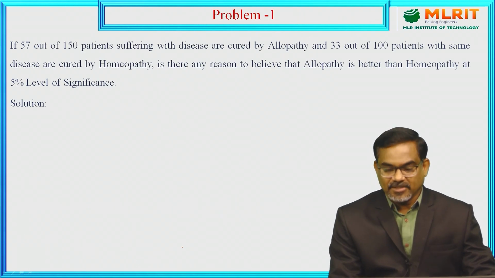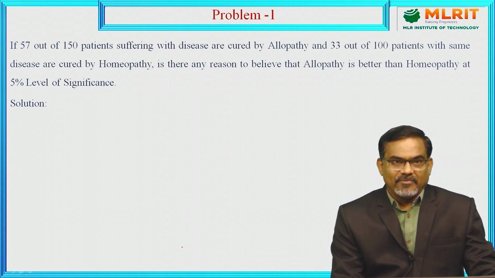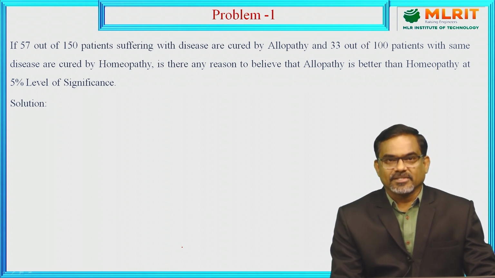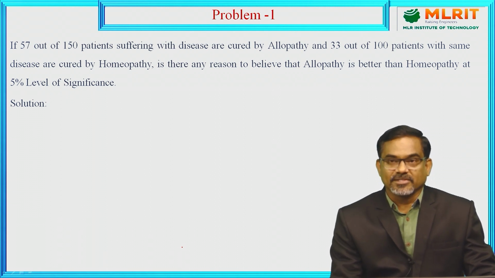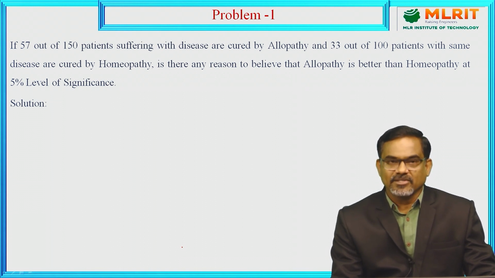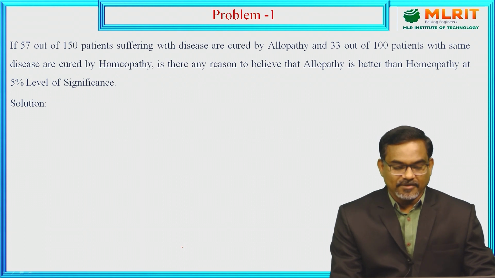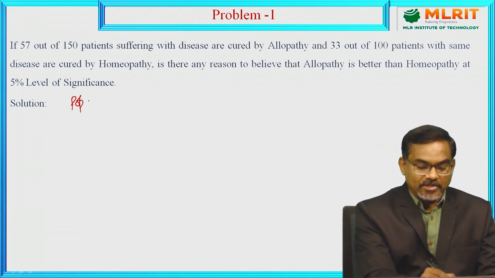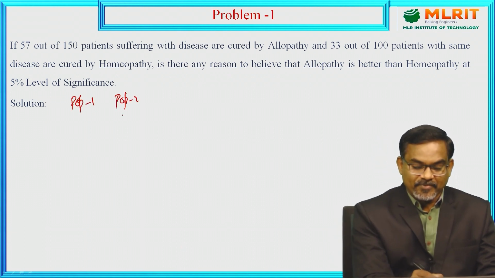Coming to the first problem: 57 out of 150 patients suffering from a disease are cured by allopathy and 33 out of 100 patients with the same disease are cured by homeopathy. Now the question is: is there any reason to believe that allopathy is better than homeopathy at 5% level of significance? So here there are two populations, population 1 and population 2. One comes under allopathy and the other homeopathy.